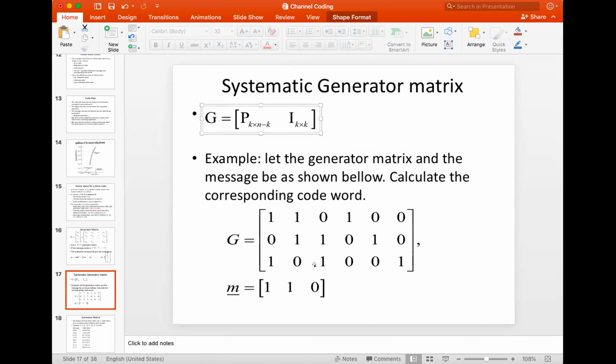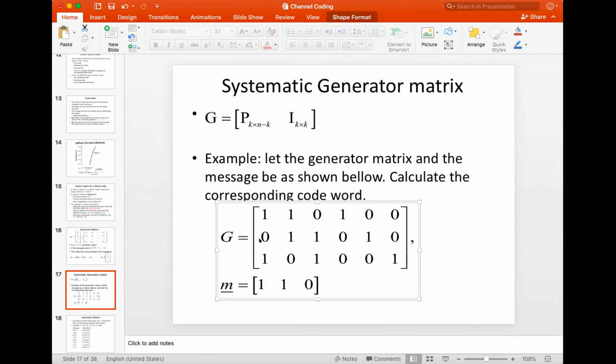So let's take an example of this generator matrix. As we can see, this is our parity matrix, and this is our identity matrix. How many information bits are in this generator matrix? In other words, what is our k multiplied by n? You can see that we are going to input 3 bits, 1, 2, 3, and we are going to output 6 bits, 1, 2, 3, 4, 5, 6. So the number of columns is the number of bits that we're going to output, and the number of rows is the number of bits that we are going to input.